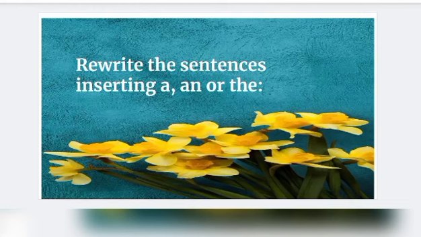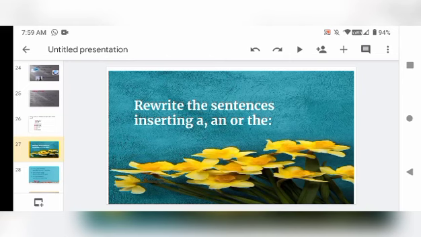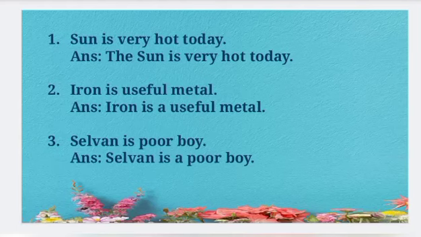Okay children, let's see some exercises. Rewrite the sentences inserting a, an or the. Sun is very hot today. Answer: The sun is very hot today. So, "the" is an article.